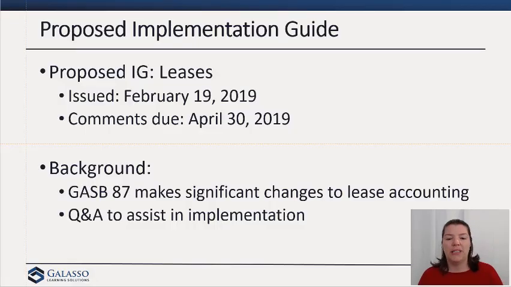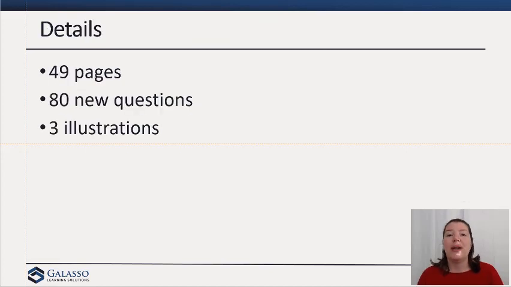A little bit of background: this was issued back in February, and comments are due at the end of April. As I said, GASB 87 makes a lot of changes to lease accounting, and so this Q&A is really to assist people who are looking at implementation and what we can do about it. It is 49 pages long. It has 80 questions just on one standard, GASB 87 Leases, and 3 really awesome illustrations.